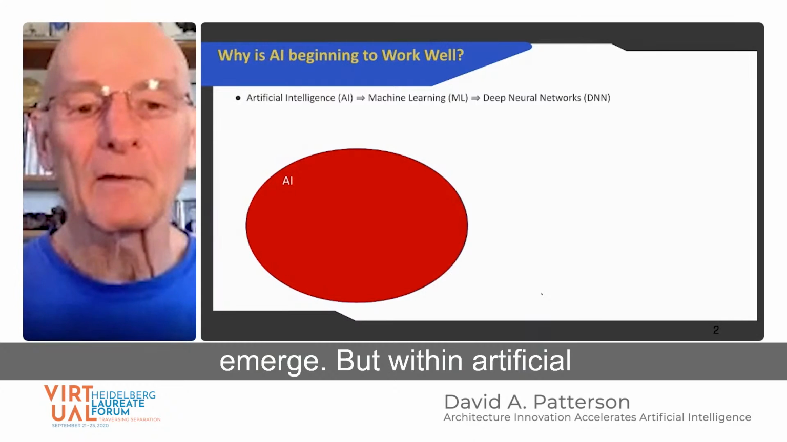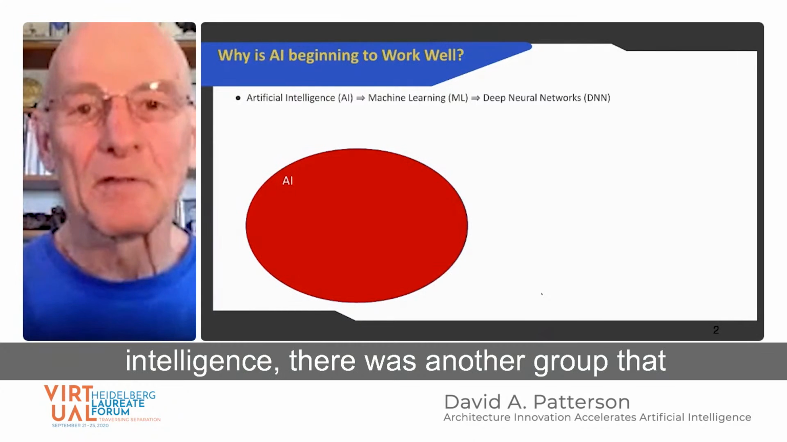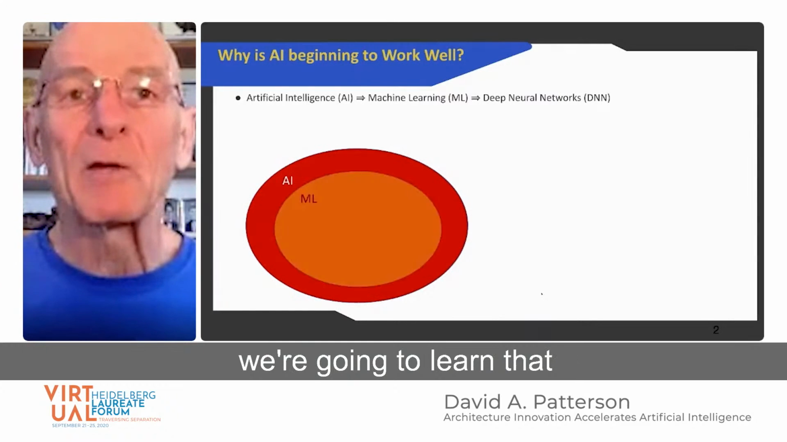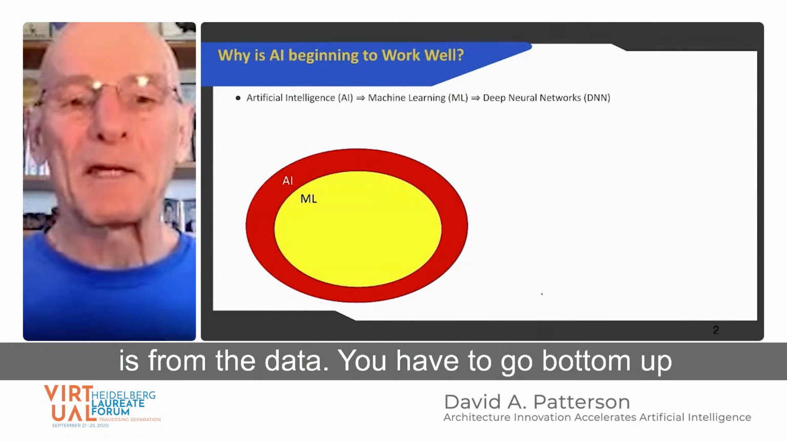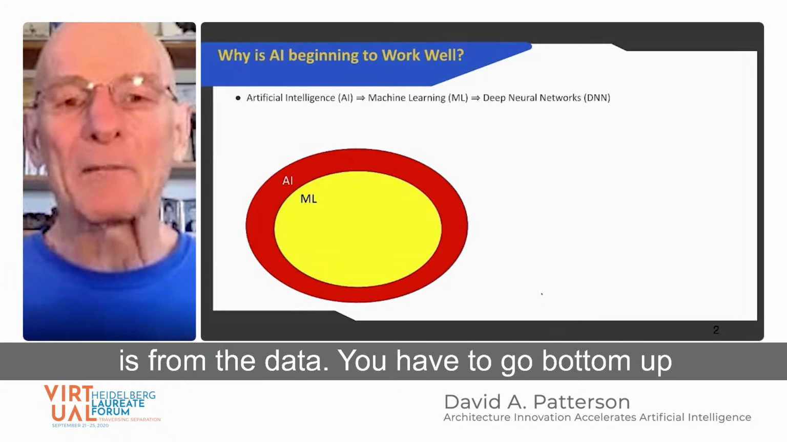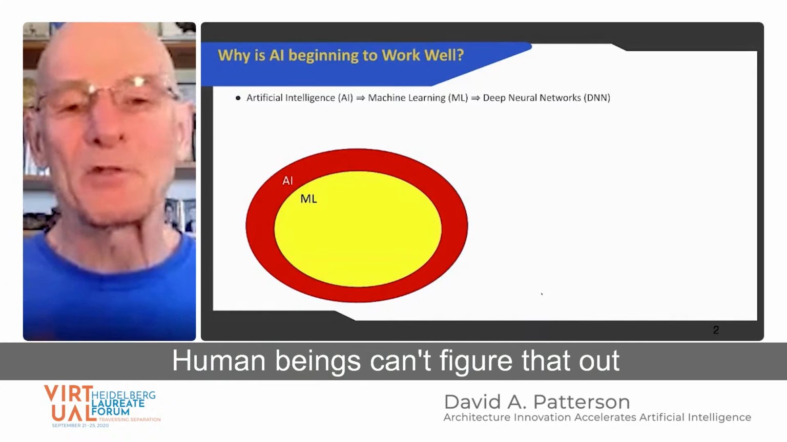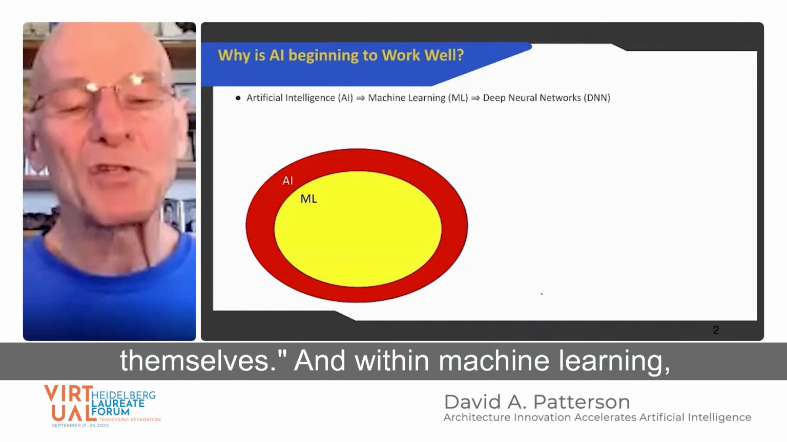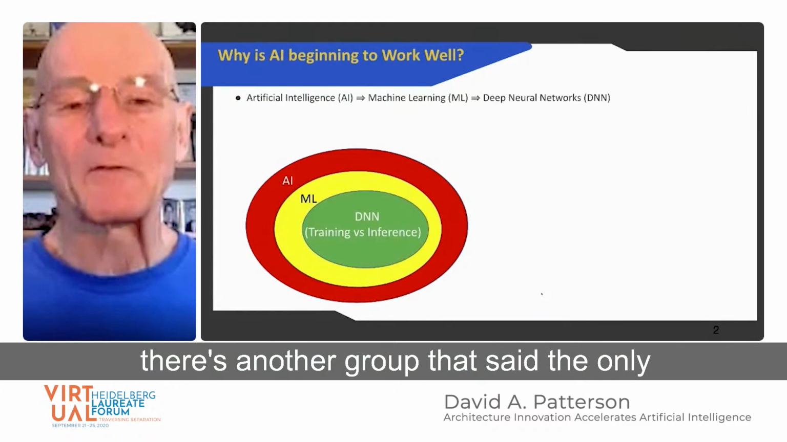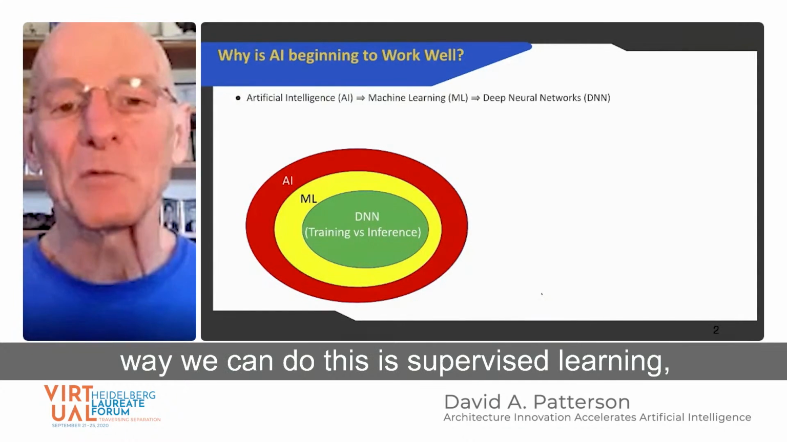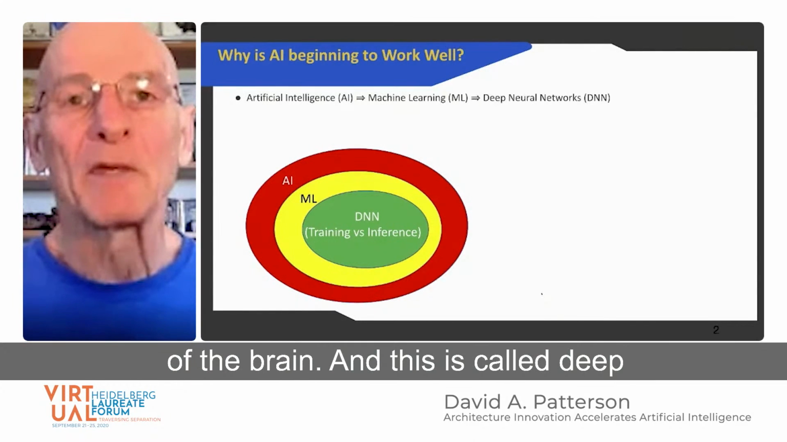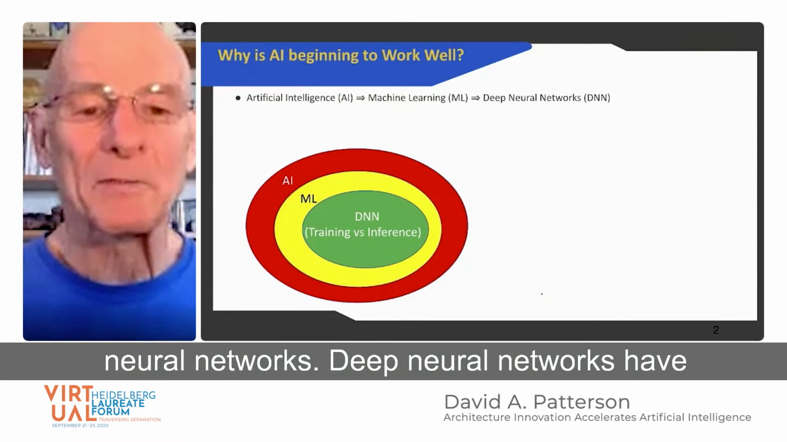But within artificial intelligence, there was another group that said that's impossible. The only way we're going to learn that is from the data. You have to go bottom up from the data to create those rules. Human beings can't figure that out themselves. And within machine learning, there's another group that said the only way we can do this is supervised learning, where we try and imitate the neurons of the brain. And this is called deep neural networks.